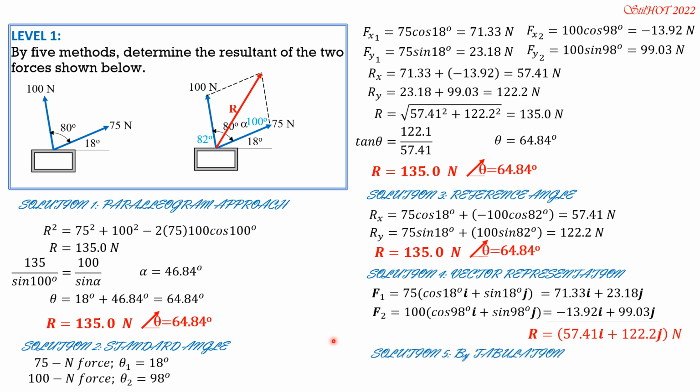The last one is by tabulation, but this tabulated form is similar to solution number 2 and solution number 3, so I will not present it anymore. All you have to do is draw a table, then put the x components in one column. For example, Rx of the force. There are two forces. So this would be the first column for x components, then the second column for y components, then you add. And that's it.